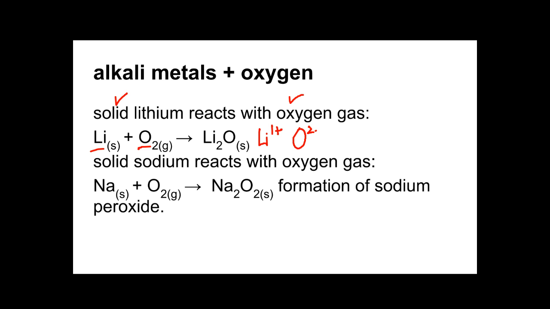The next one is as we go down the alkali metal group, we get to sodium, and when it reacts with oxygen gas, it's going to do something different. Sodium plus oxygen gas is not just going to form sodium oxide, Na2O, but it actually does form Na2O2, which is sodium peroxide. Now the peroxide ion is basically a diatomic oxygen with a 2- charge on it. That's the peroxide ion, so that's what we have forming here. So lithium is just a regular combination. Sodium forms a peroxide.